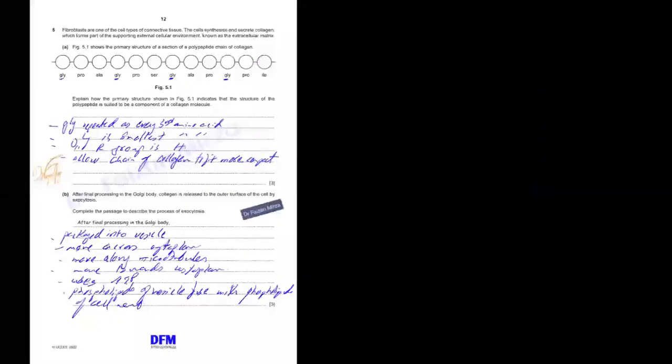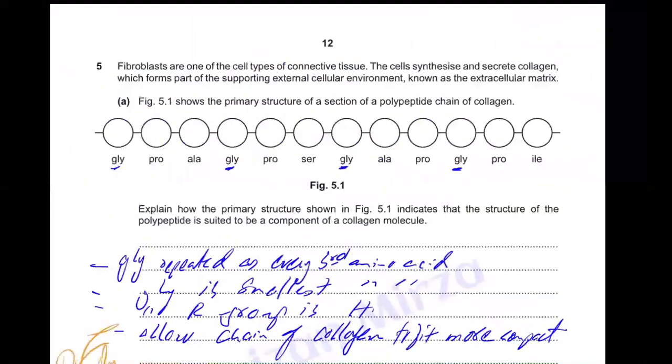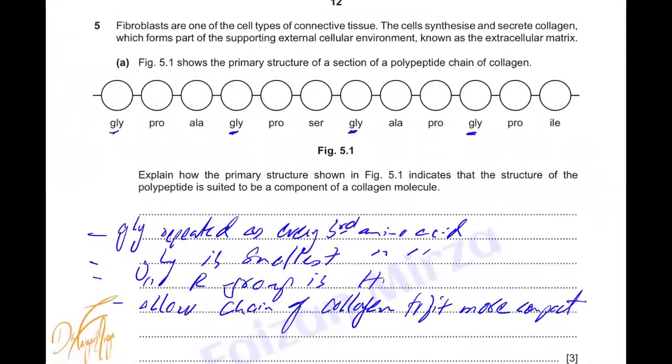Now comes the question. The question actually came in October/November 22, region 22, so it is a pretty recent question. Fibroblasts are one of the cells of connective tissue. The cells synthesize and secrete collagen, which forms part of the supporting external cellular environment known as the extracellular matrix, which is present outside the cell. Figure 5.1 shows the primary structure of a section of a polypeptide chain of collagen.